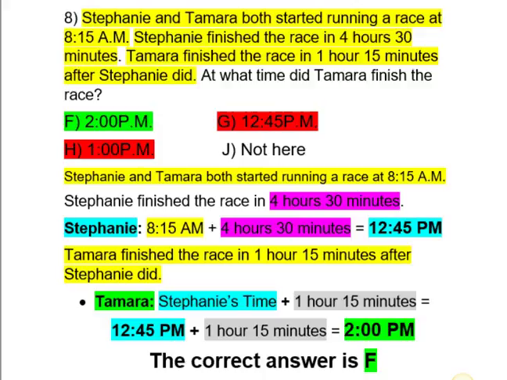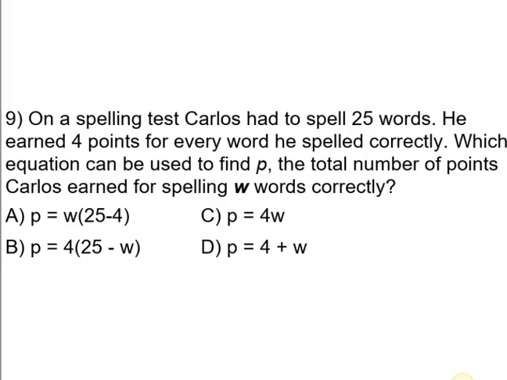Let's move to question number 9. On a spelling test, Carlos had to spell 25 words. He earned 4 points for every word he spelled correctly. Which equation can be used to find P, the total number of points Carlos earned for spelling W words correctly? A, P is equal to W times 25 minus 4. B, P is equal to 4 times 25 minus W. C, P is equal to 4 times W. D, P is equal to 4 plus W. What are we looking for?